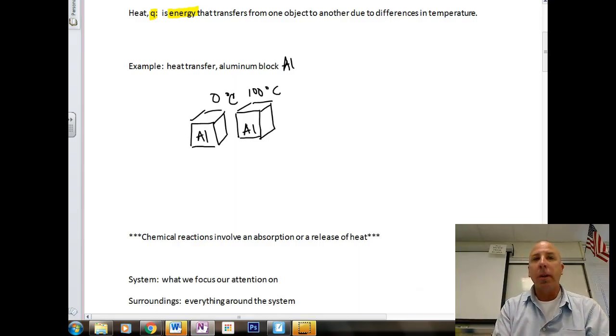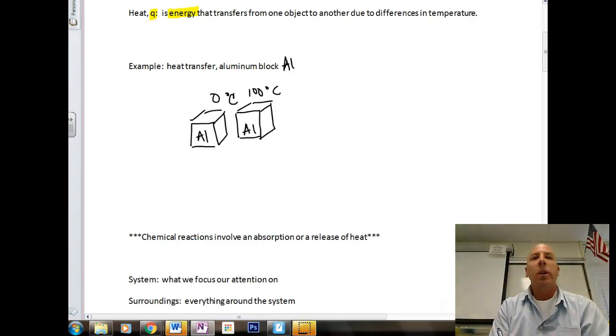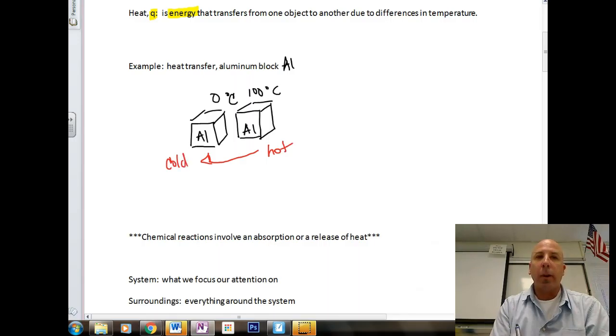Now, if we place these aluminum blocks right next to each other, bottom up, so they can touch, we're going to have a transfer of heat. And as you can predict, the heat will transfer from the hot aluminum block to the cold aluminum block. And that is the way heat transfers. Heat always transfers from hot to cold. It doesn't go the other way around.